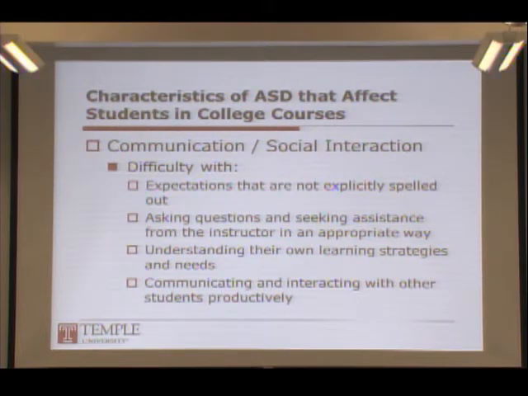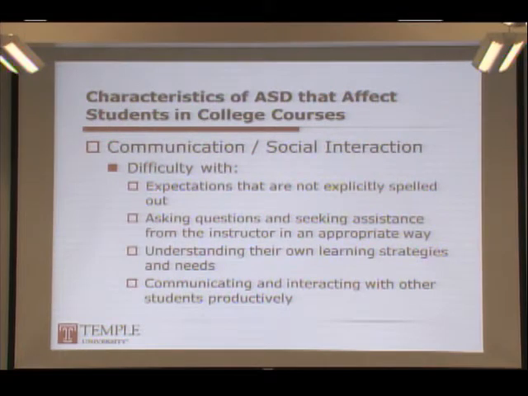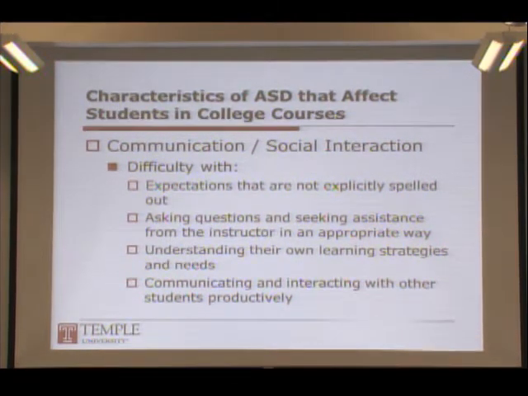So some specific characteristics of students with ASD that might affect their performance in college courses. We'll tie these back to the basic characteristics of ASDs: deficits in communication, social interaction, and repetitive behaviors. So, difficulty when the expectations are not explicitly spelled out. So when there are assignments given where it's not exactly spelled out what they need to do to get the grade. And we'll talk about that in some more detail in a bit.